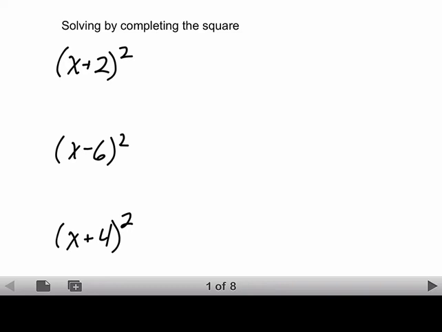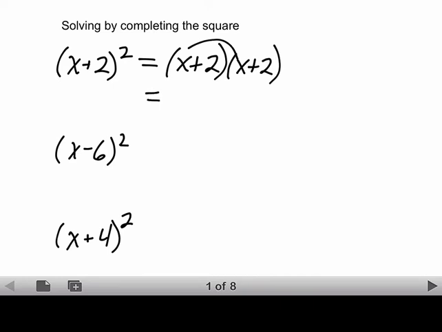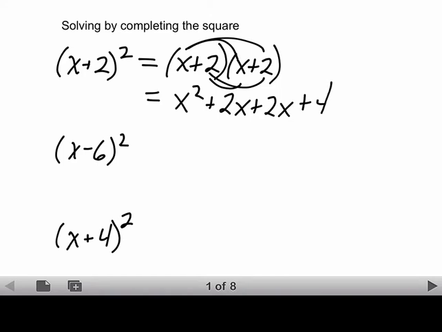the quantity squared. Remember that x plus 2, the quantity squared, means I'm going to multiply x plus 2 by itself. And remembering our FOIL acronym, multiplying the first by the first gives me x squared. And then the outer gives me 2x, but so does the inner, also 2x. And then 2 times 2 is 4. When we collect like terms, we have x squared plus 4x plus 4.